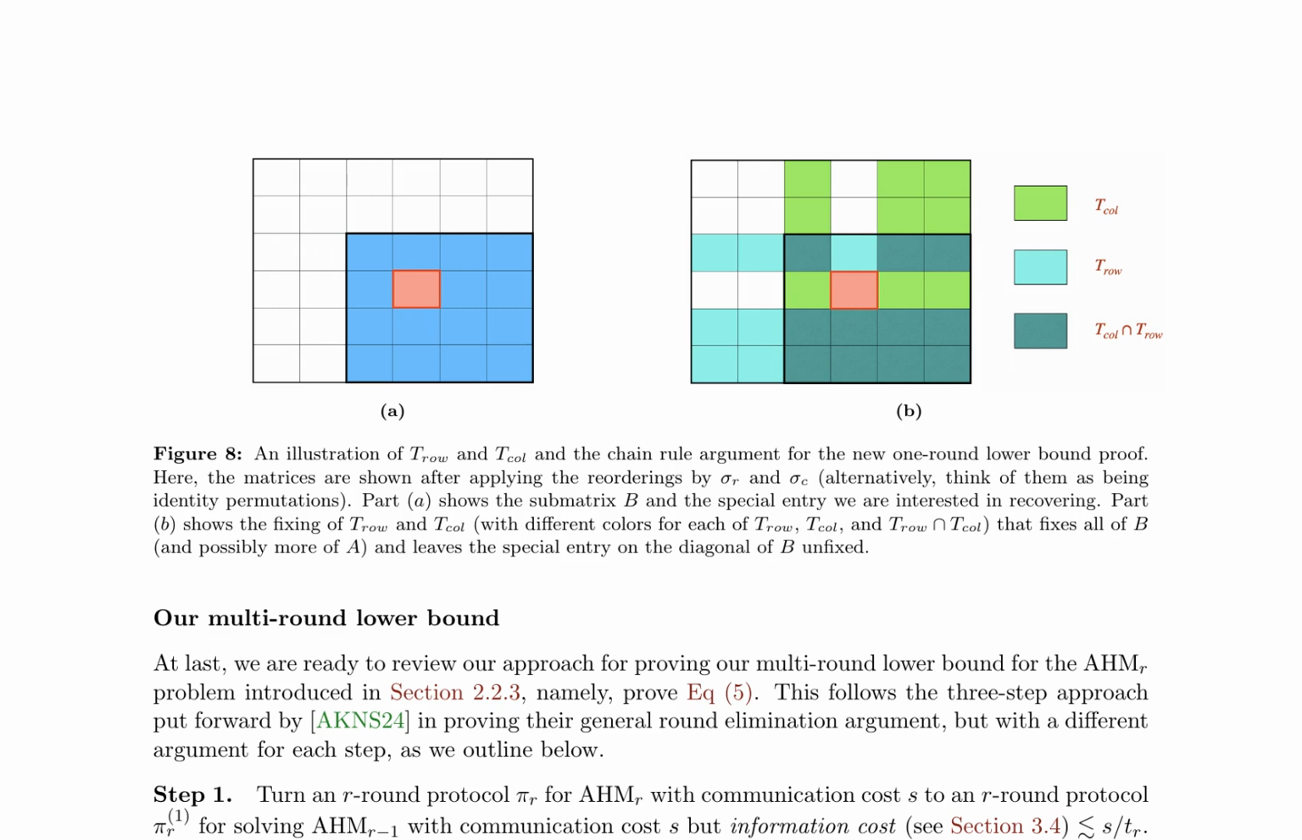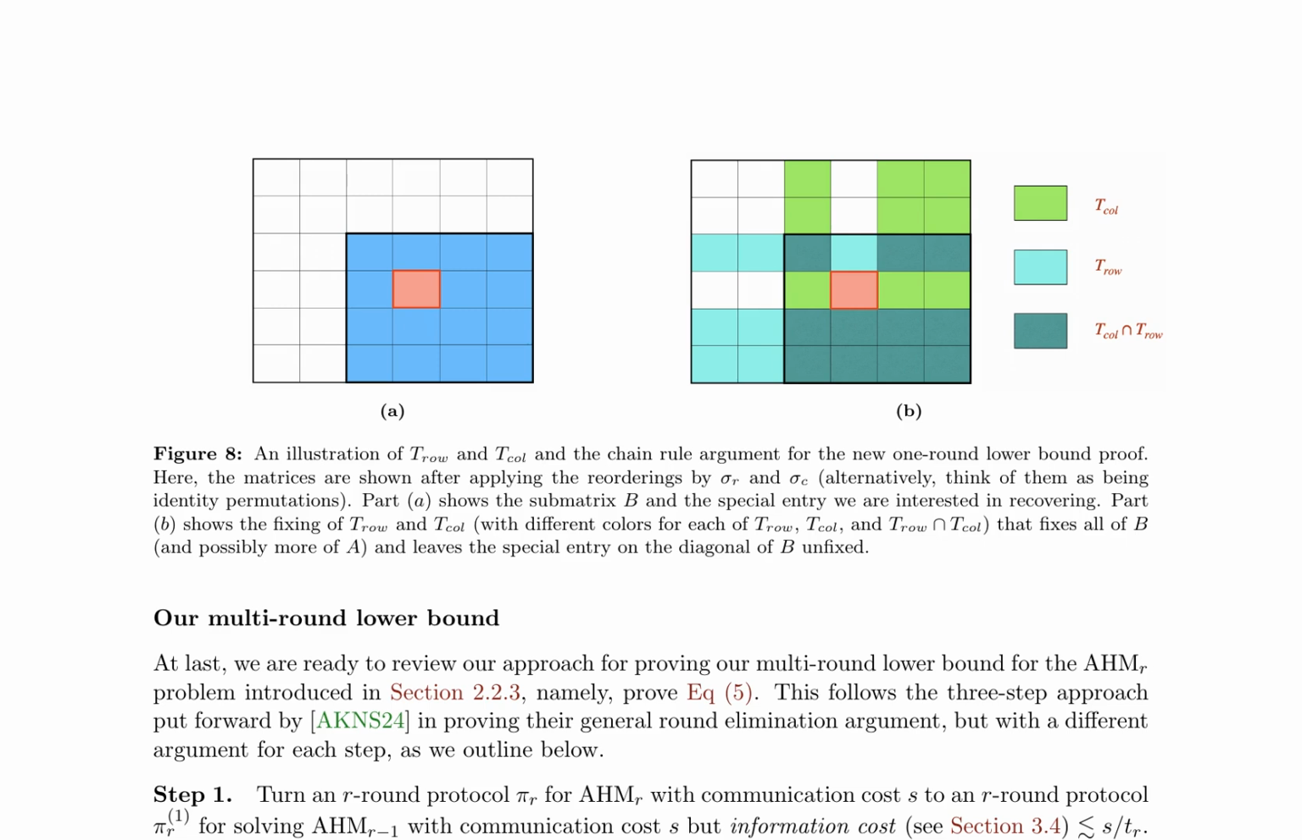The multi-round lower bound approach for the AHMR problem is outlined, following the three-step approach of AKNS24, but with distinct arguments for each step. Step 1 transforms an r-round protocol π for AHMR with communication cost S into an r-round protocol π1 for solving AHMR-1 with communication cost S but information cost S/t_r. This step leverages the internal information cost direct sum argument, differing from AKNS24's external information cost approach.